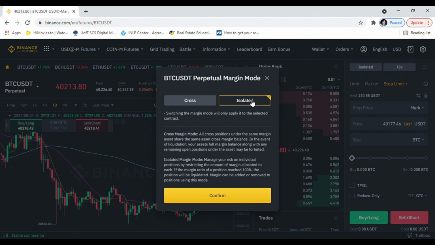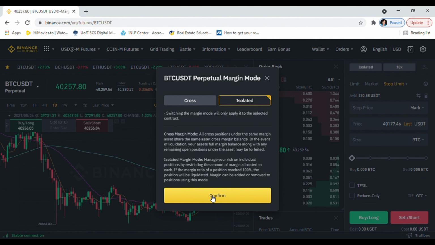Whereas in cross, when you enter a trade, you will not only use the amount of money that you used to trade, but you are also at risk of losing the money that is left in your wallet. So isolated is a safer choice to use when you are a beginner. It's very, very safe, and that is what I recommend that you start with as a beginner.